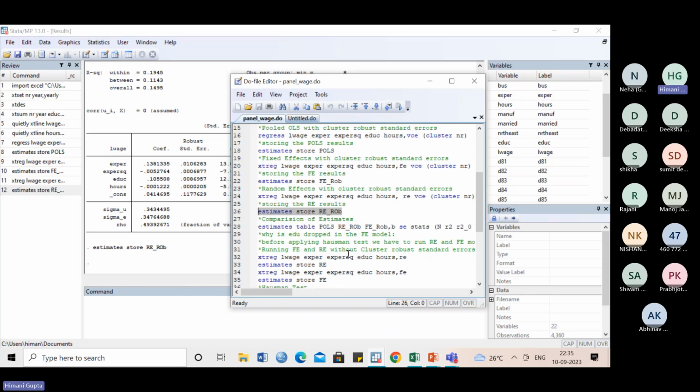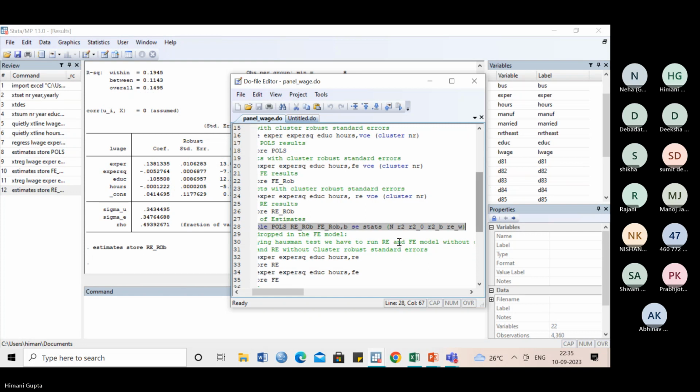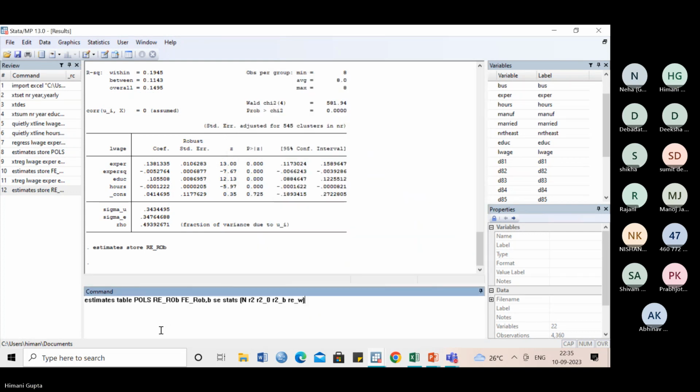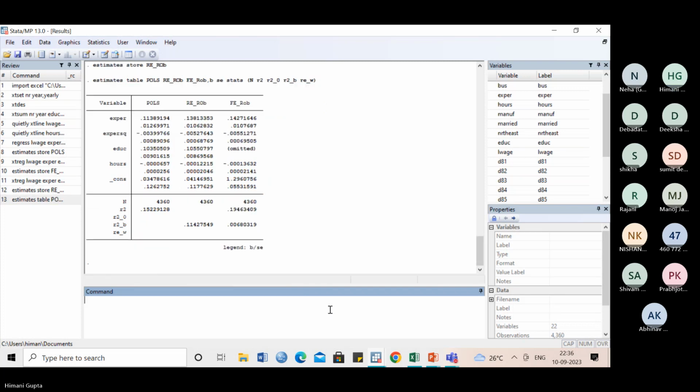And now let us compare it, the comparison of all the three. These are the statistics that I want: the number of observations and R square. R square O means overall R square, B means between R square, and W means within. You can see all the results are there for POLS, RE, and FE.